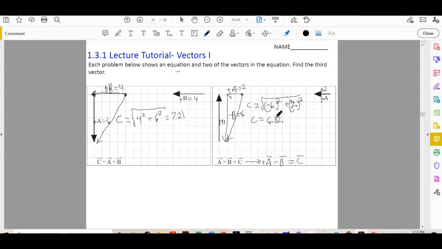So this tutorial, I want you to try that. I want you to do these operations, okay? And this is your introduction to vector addition.